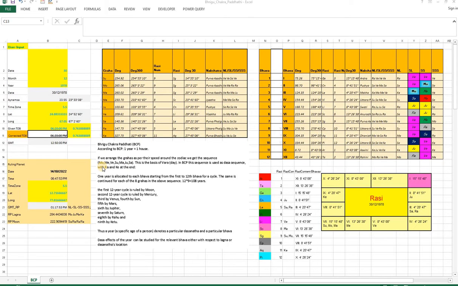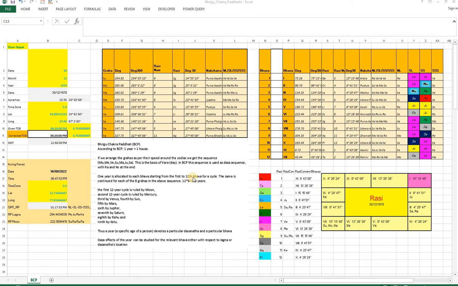So in case we allocate 1 year to each of the bhavas, starting from the first bhava to the 12th bhava, that covers 12 years of dasha. So this is the first cycle. Then for the second cycle, you again go through the same 12 bhavas, again allocating 1 year for each bhava.